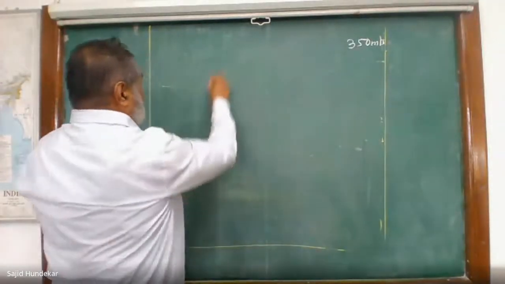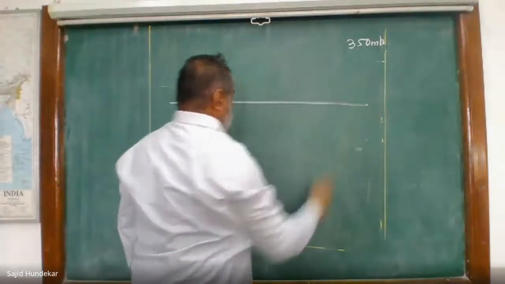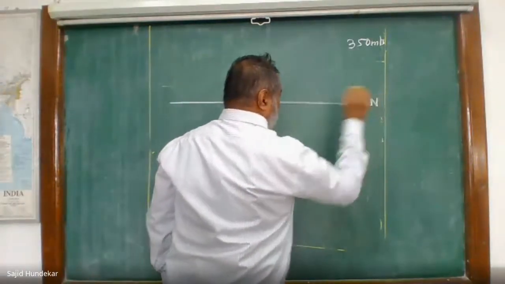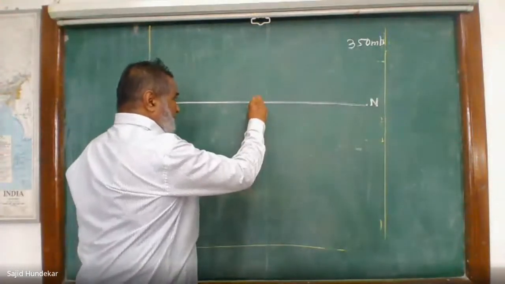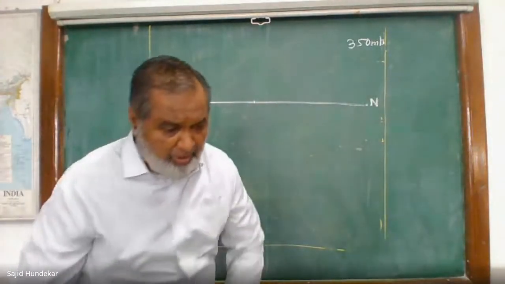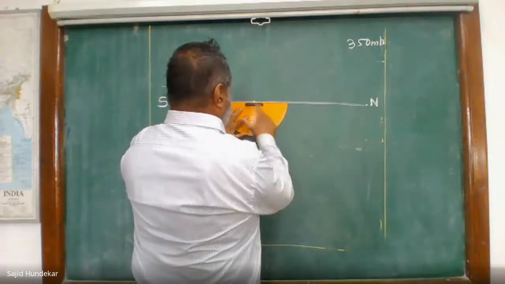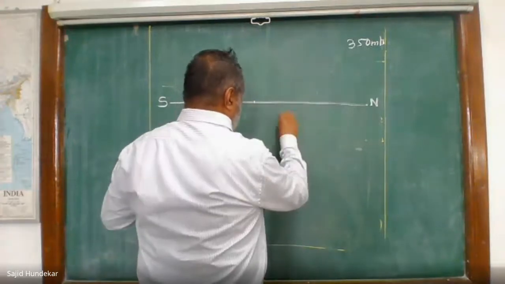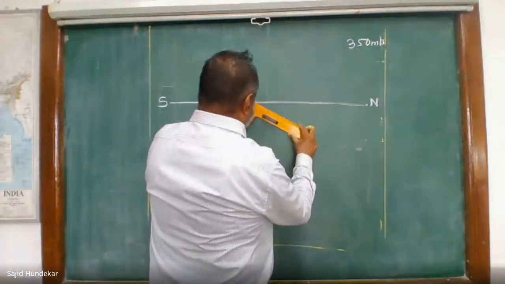First, in the center, leave some space for the problem you have written. This is your horizontal surface. This is your north and this is the south. Make a center point over here, and from there, with the protractor, measure 25 degrees. Keep the protractor parallel, mark the 25 degree point, and now with the scale, join these 2 points.